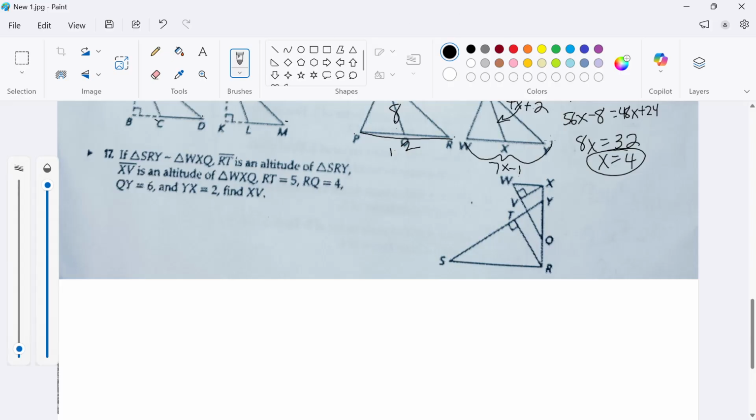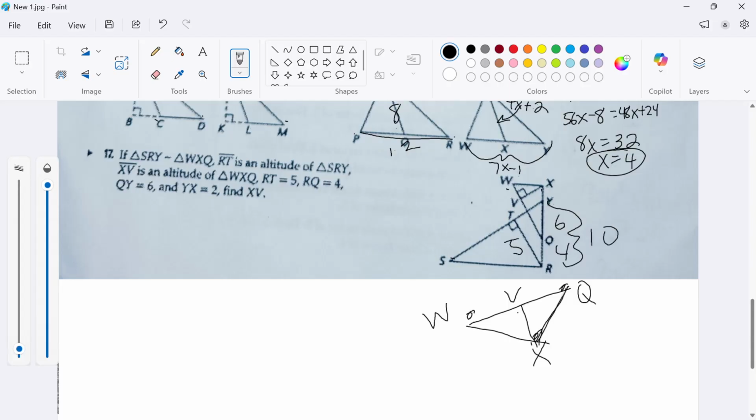SRY is similar to WXQ. So I'm just going to redraw this one, WXQ, down here, and then this is V. I want to draw them so that they look the same, so I don't get confused in my sides. RT is 5. RQ is 4. QY is 6. That means that side of the triangle is 10.